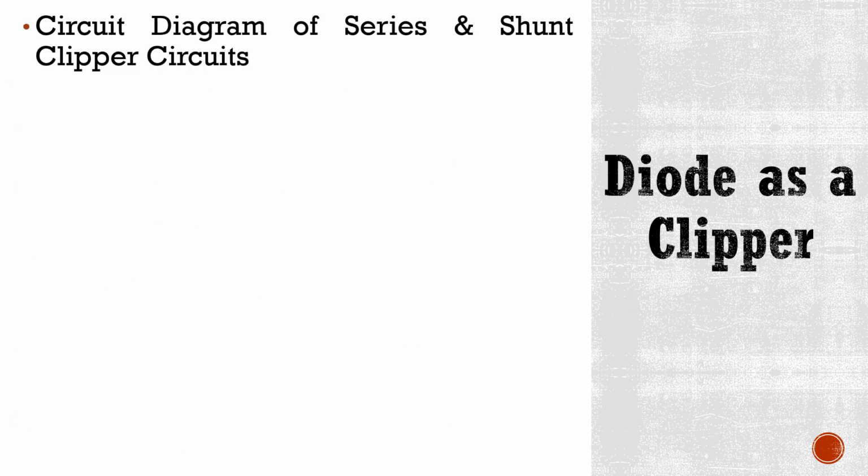Now we will look at the circuit diagrams of series and shunt clipper circuits. In series clipper circuits, the diode is connected in series with the load resistor. So its circuit diagram is like this, and this is the load resistor RL, and the output voltage is measured across this load resistor. This is the diode and this is the input source. So this is a series clipper circuit.